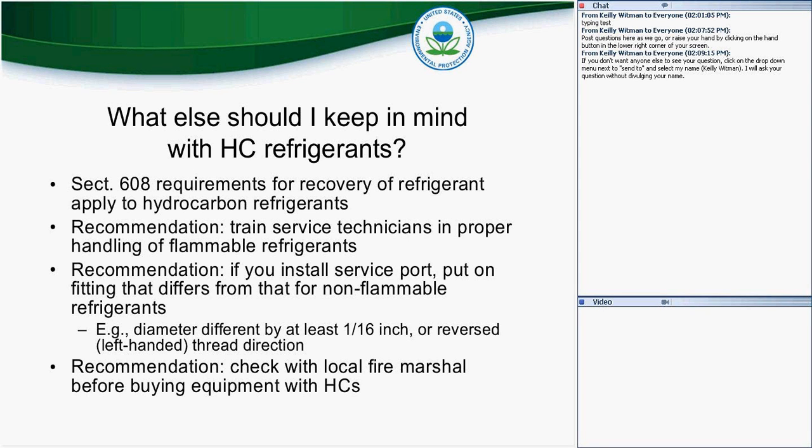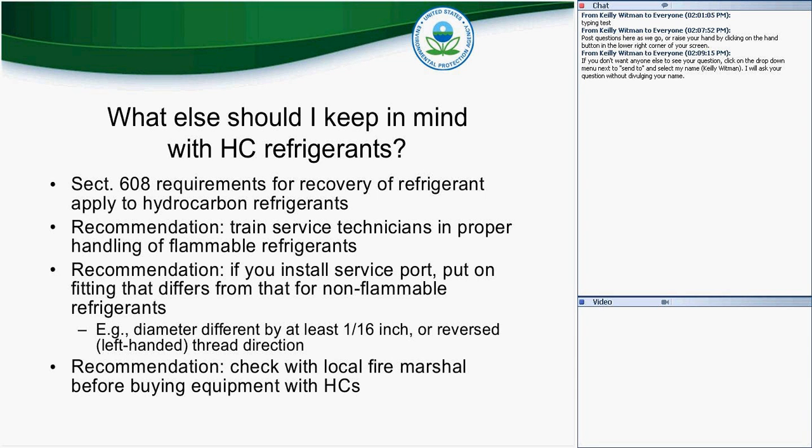And Dave noted here too that, don't forget that there are the Department of Energy requirements for equipment. So equipment has to meet a minimum efficiency level, regardless of which refrigerant is used. So just keep that in mind also.